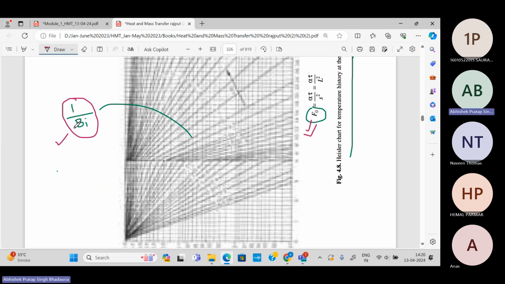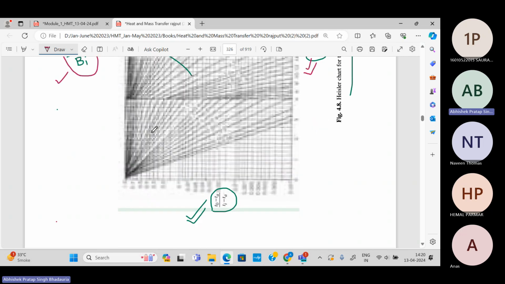We have also calculated 1 upon Biot number; its value is 6.06. So with the help of this Fourier number and 1 upon Biot number, we will locate a point on this chart, and then we will take the projection. From this we can directly get the temperature distribution value.